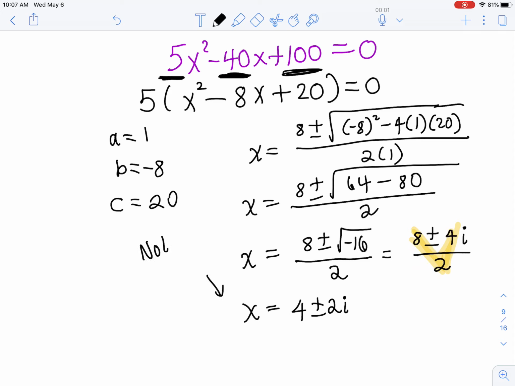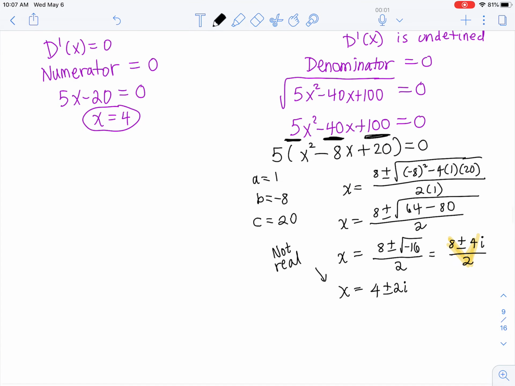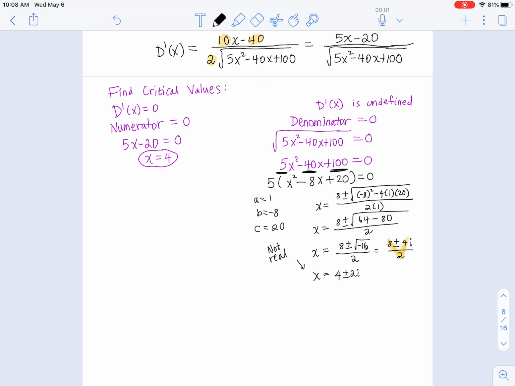I mean, this doesn't make sense. Because this is not a real solution, this isn't going to be our answer to a real world problem, right? Because x stands for how many miles we have to go to the east. So throw that out. Unfortunately, all that hard work that we did wasn't going to get us anywhere. But here's the good news. We know that when we go to x equals 4, when we go 4 miles to the east, something's going to happen. That's the critical value.